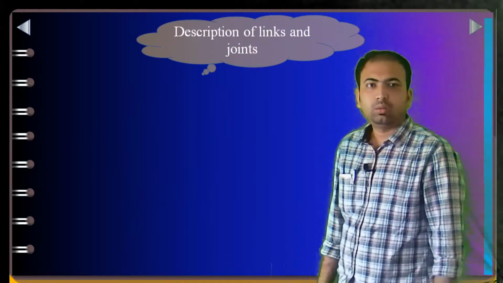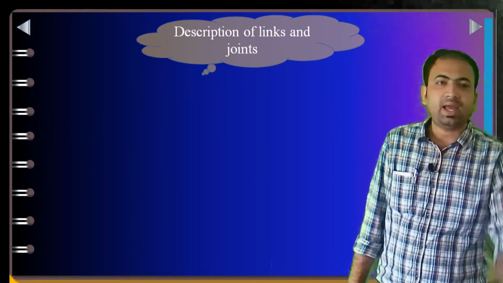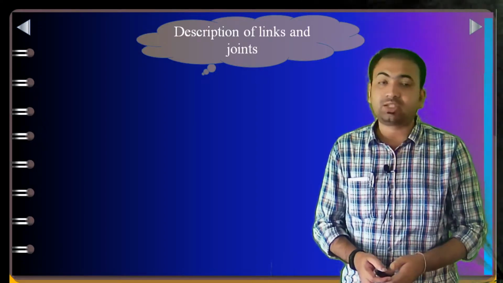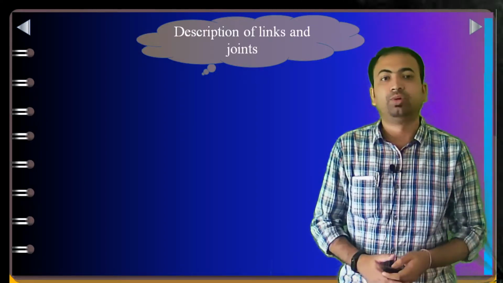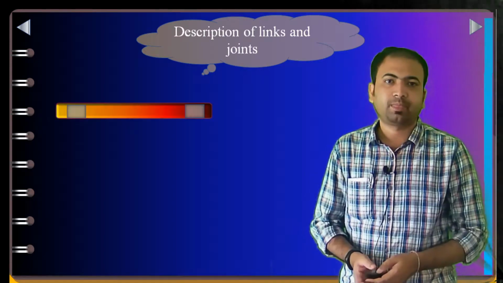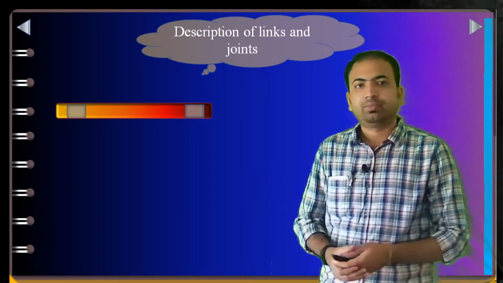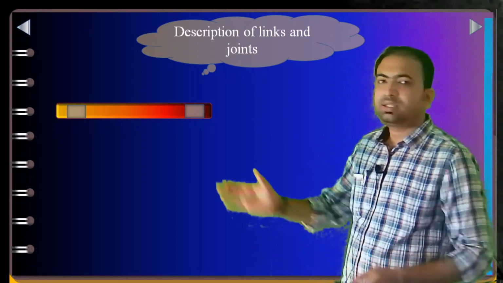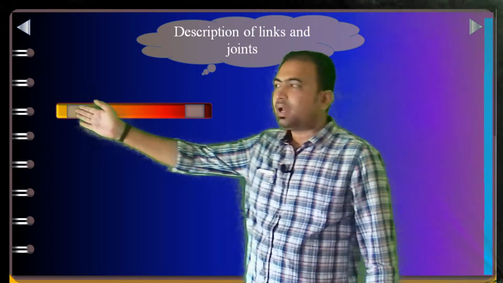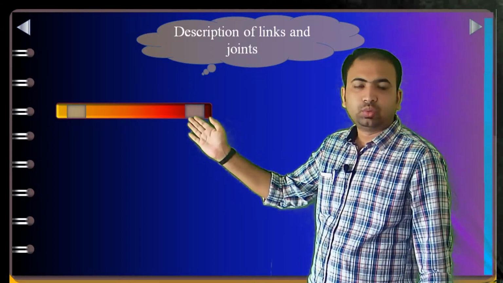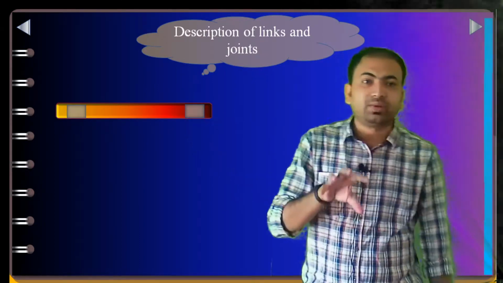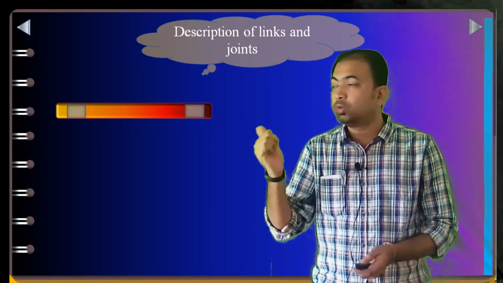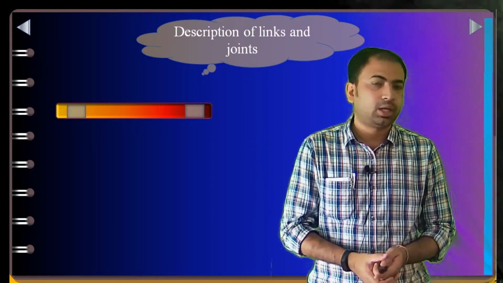Now, moving forward, we have to give a description of links as well as joints, as I have said, which are in space. So, let us consider that this is one link, and you can see this one and this one, these two are the places where another link will be coupled with it. That means those two are joints, right.